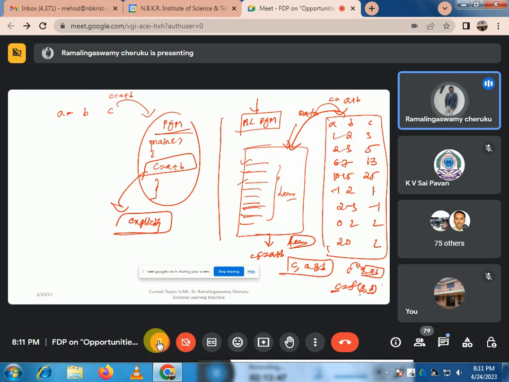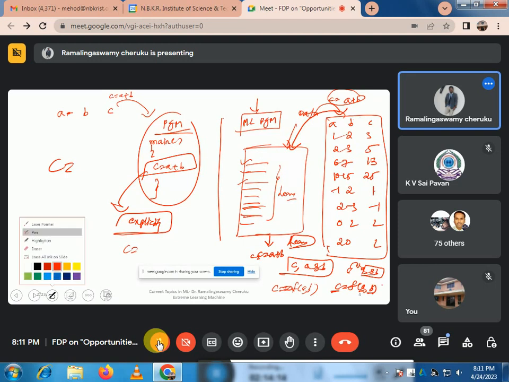The problem I can say: what is the relation, what is the functionality of C is equal to C? How is C related to A and B? What is the functional relationship between them? C is equal to A plus B. So nothing but C is equal to F of A comma B.